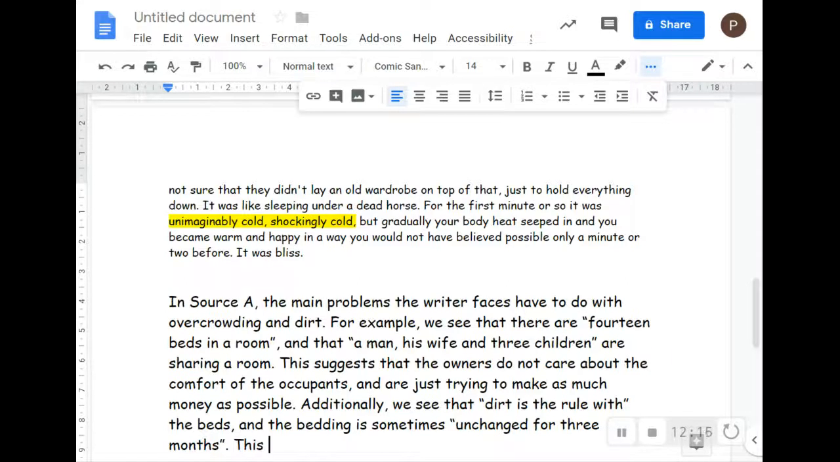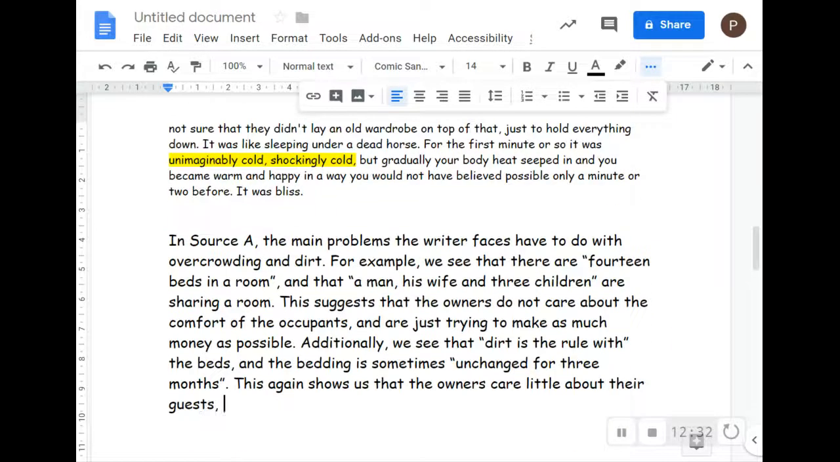What does this suggest? Well, again, it suggests the owners don't care about the comfort of the occupants. So I'm going to say this again shows us that the owners care little about their guests and are merely exploiting them. So that is my paragraph for source A.